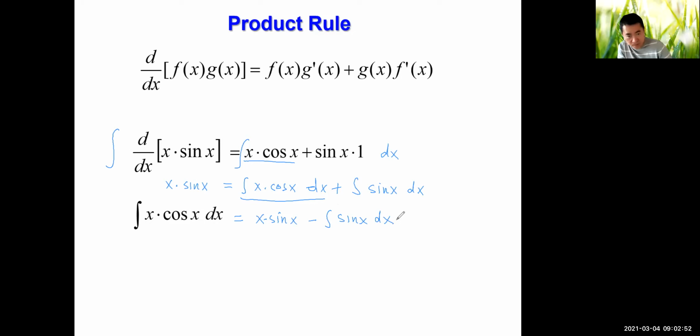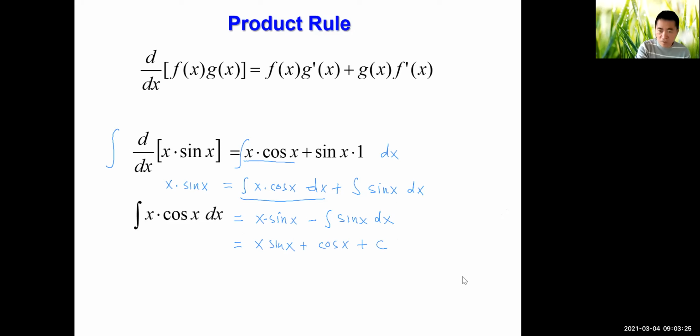Okay, sine x. Now do you see this integral turns out to be x sine x minus this integral? This integral now is just sine x. I can integrate that with no problem, right? So that's x sine x minus what's the integral of sine? It's negative cosine. So it becomes plus cosine of x plus C.